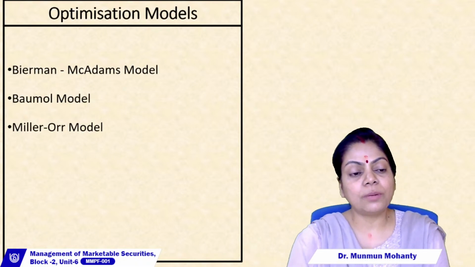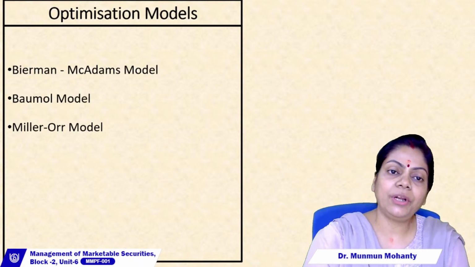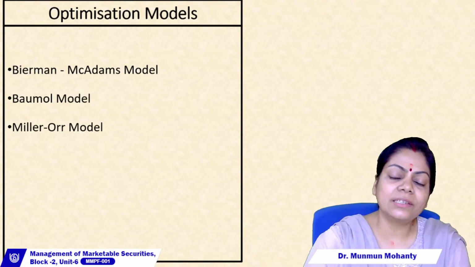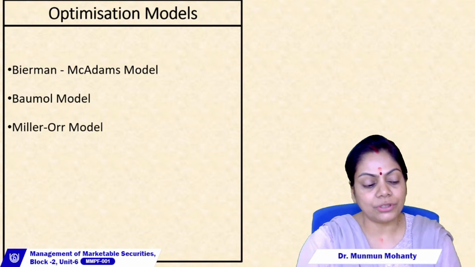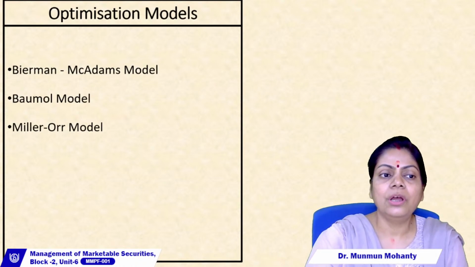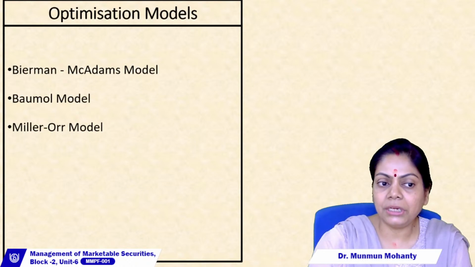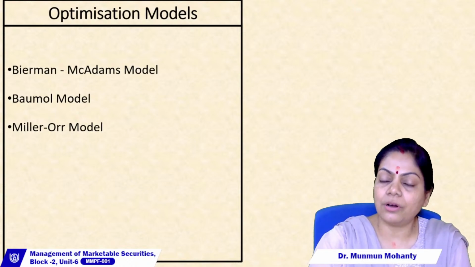We'll talk about some of these optimization models now. While we are talking about optimization models, there are several models, but I'll focus my attention on the three models which are commonly used. Out of these three, the first two deal with certainty, whereas the last model deals with uncertainty.